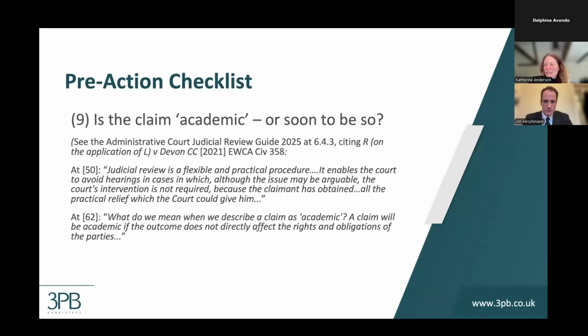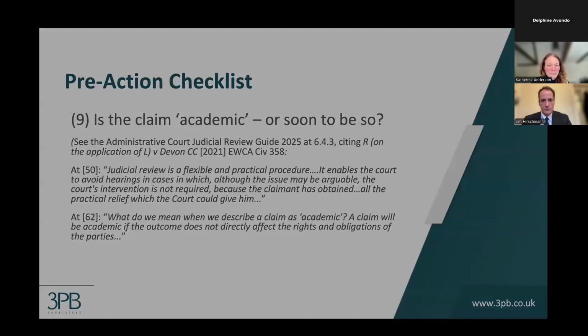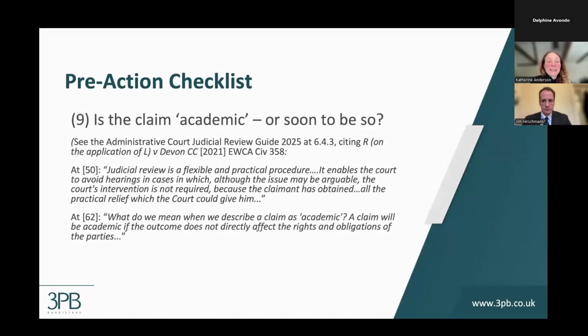So the next question, is it relevant to say that the claim is academic or that it will soon be? So a claim's academic if, in practical terms, the claimant is not going to obtain any practical relief that the court could give that they haven't already got. And so it may well be that you are putting forward a position that, yes, there's been difficulty getting certain provision in place for a child with an EHC plan, but that provision is now there and the matter is now in hand. That may be a point that you'll be saying, or you may be saying it'll be done in the next week. It's soon to be academic.